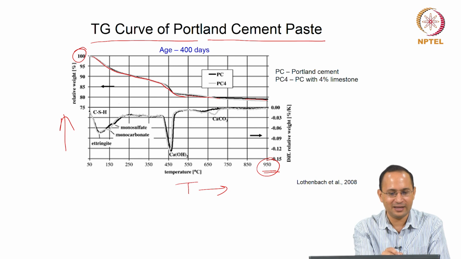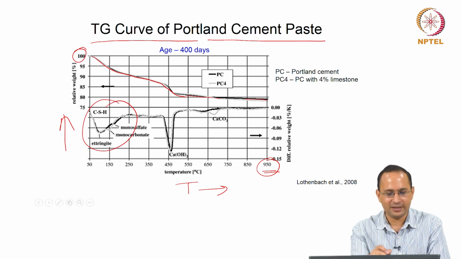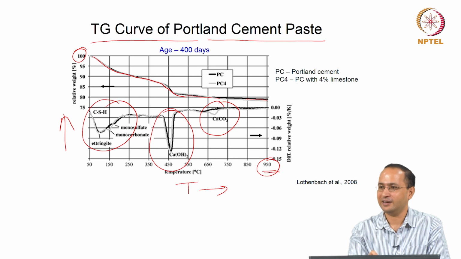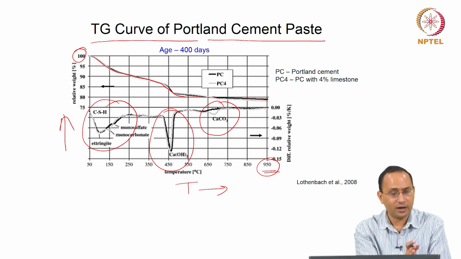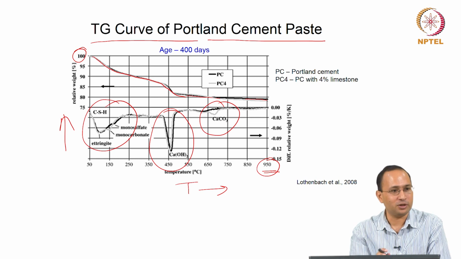One is this early region at around 100 to 150 degrees Celsius, second is somewhere here, right, third is somewhere here, right, clear. Lot of things are happening. So, early, around 100 degrees Celsius, you start losing water, right. You are losing water from CSH, calcium silicate hydrate, and ettringite also starts decomposing, right.